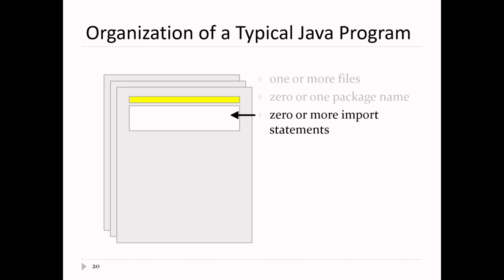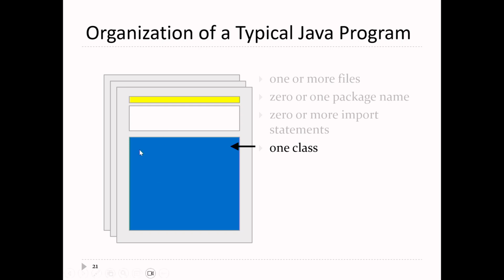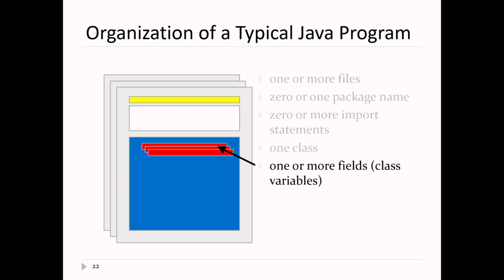If your class needs the capabilities of some other type, then you may have to import that other type. In particular, you have to import the other type if it lives in a different package. So up here, you might have 0 or more import statements. And then in the simplest type of Java file, there's 1 class. Inside that class are the variables that are part of your class. In Java, these are called fields, or class variables.